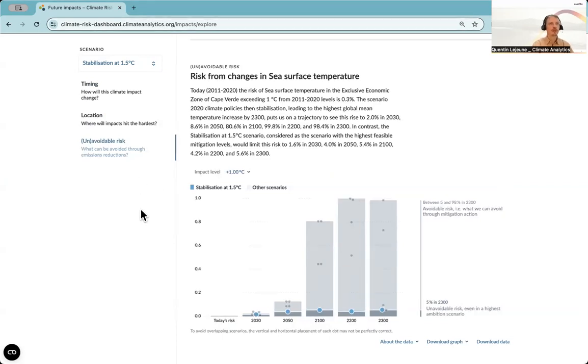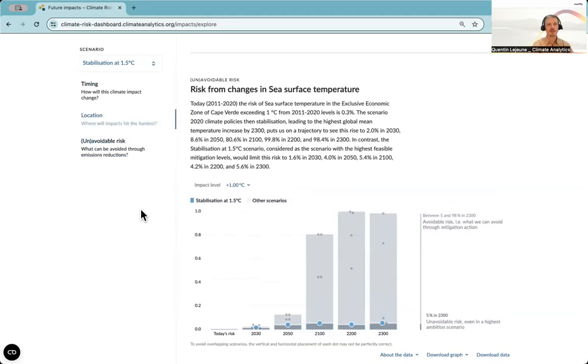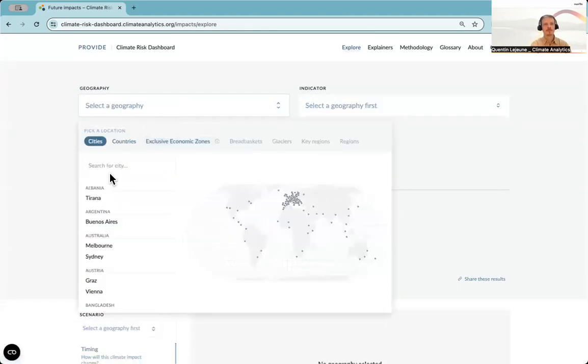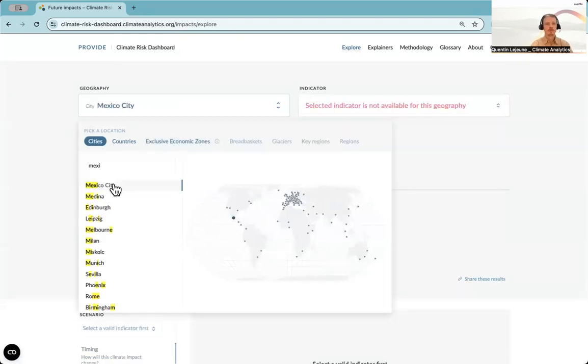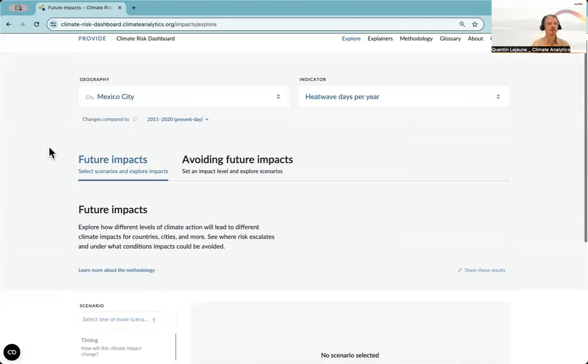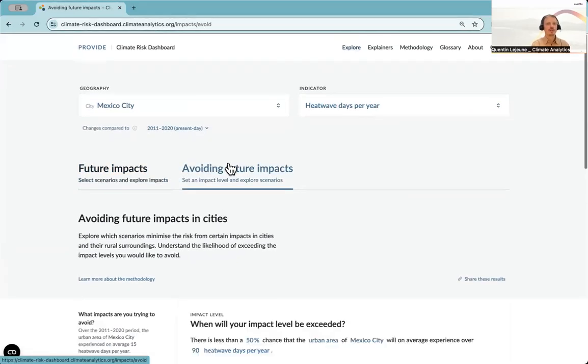Now we'll focus on the second user mode of the Climate Risk Dashboard, which is available for indicators of heat stress in 140 cities. Rather than providing information for different emission scenarios, this allows you to answer the question, what needs to happen so that we can avoid reaching undesirable levels of heat stress in my city? For example, how much global climate action is required to avoid getting more than 50 heatwave days in Mexico City?